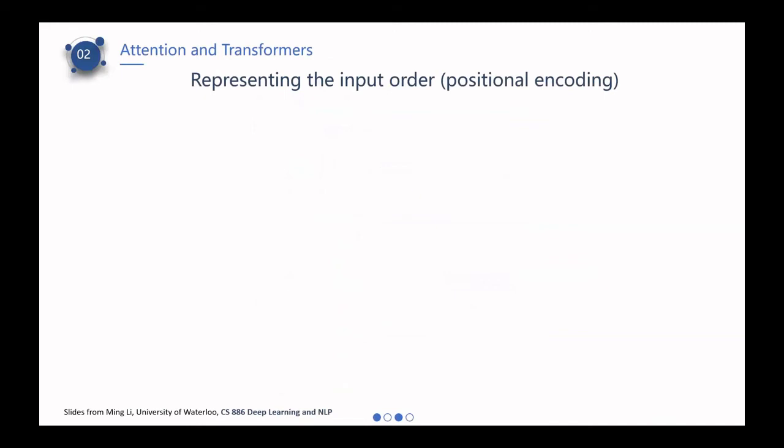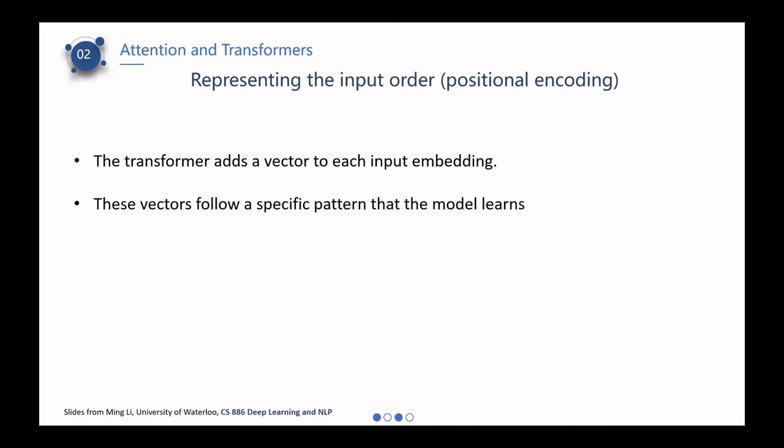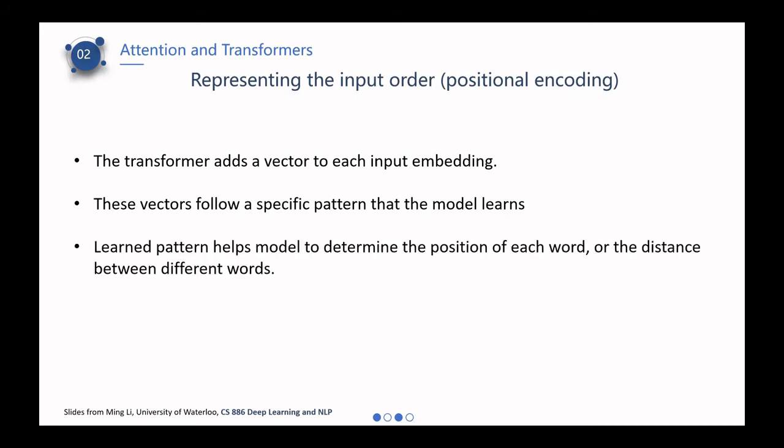Okay. So now another important concept in the transformer is what is called position encoding, which will represent the input order. What we are going to do is add a vector to each input embedding, and that's called the position encoding. These vectors will follow a specific pattern that the model learns, and this learned pattern will help us determine the position of each word and the distance between the different words.